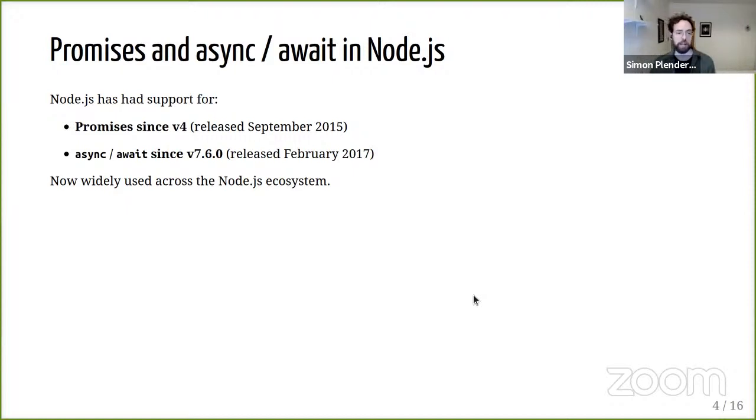And this means that callback hell, which some of you might remember, has pretty much gone away. And async await allows us to get rid of the long, messy promise chains that you started to see in some applications after promises were available in Node.js. So these features are now widely used across the Node.js ecosystem. For the rest of the talk, I'm going to refer to promises and async await collectively as async code.